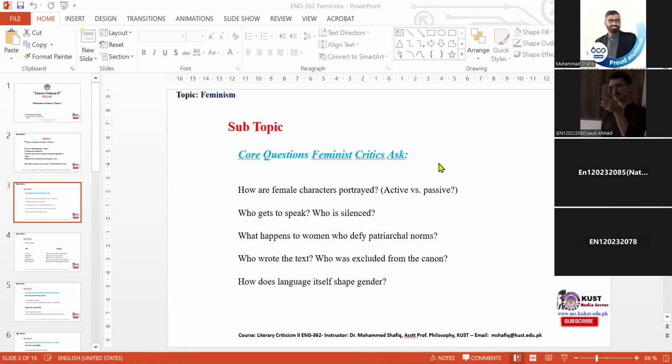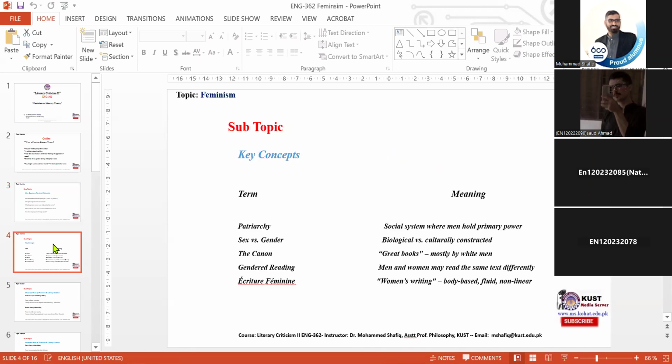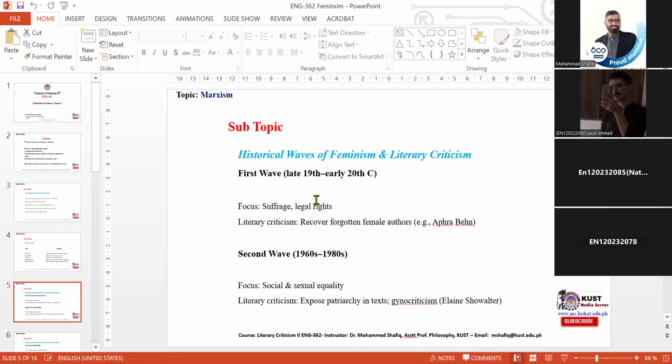So the key concepts, let's move on to the next slide. The key concepts are these. Let's clarify certain key concepts in feminist literary theory.